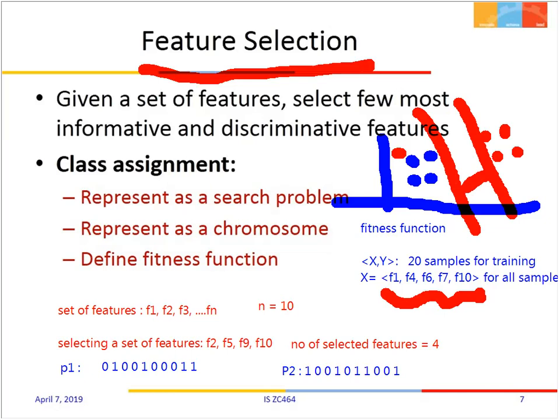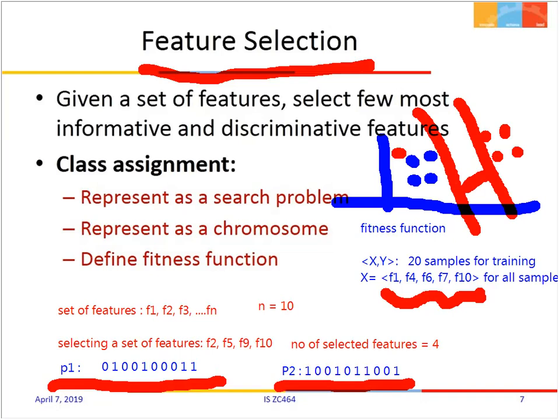So if you have to optimize such discrimination, what would be... so blue and red, I have just taken sample points. Basically, you try to understand here that P1 and P2 are not the data points. They are suggesting the inclusion of some features, right? Picking up P2 would mean that I have taken the first feature, fourth feature, sixth feature, seventh feature and tenth feature in my overall plotting of the points.